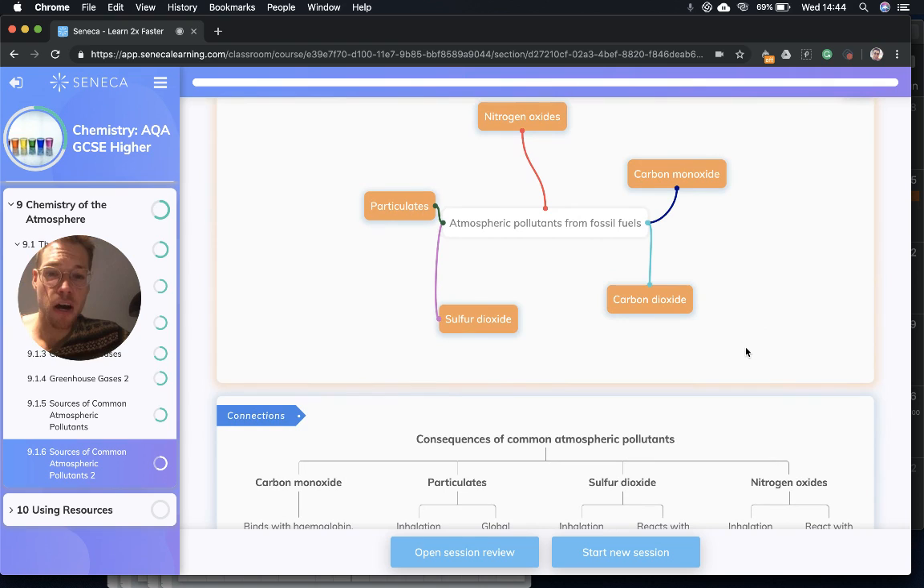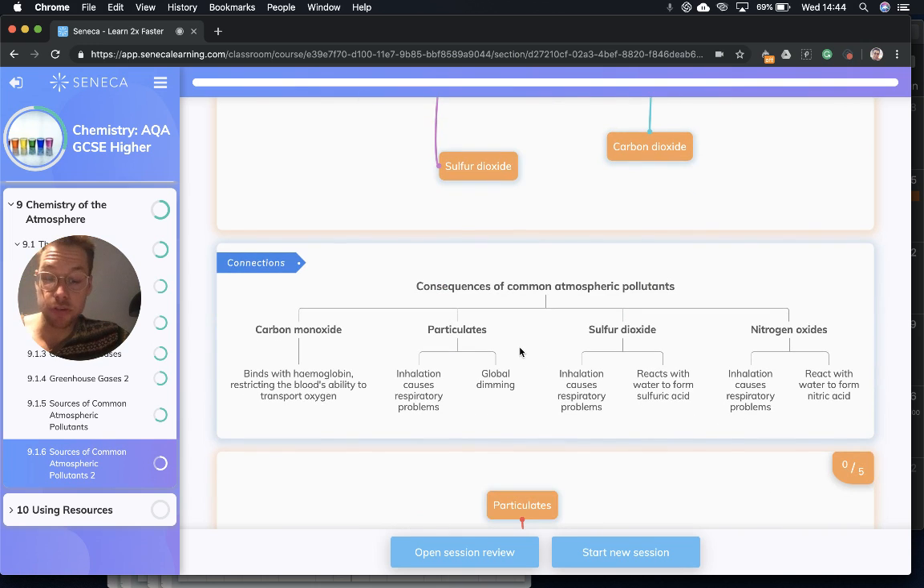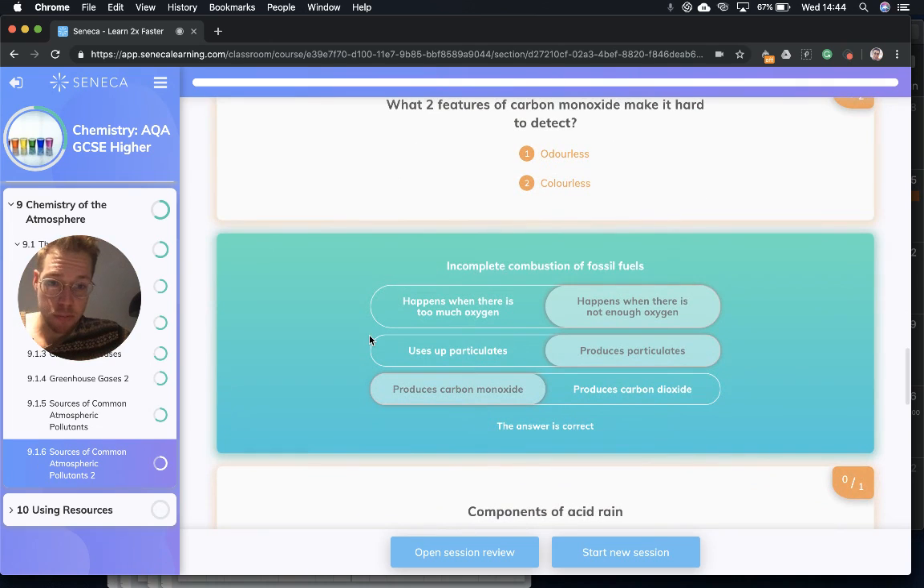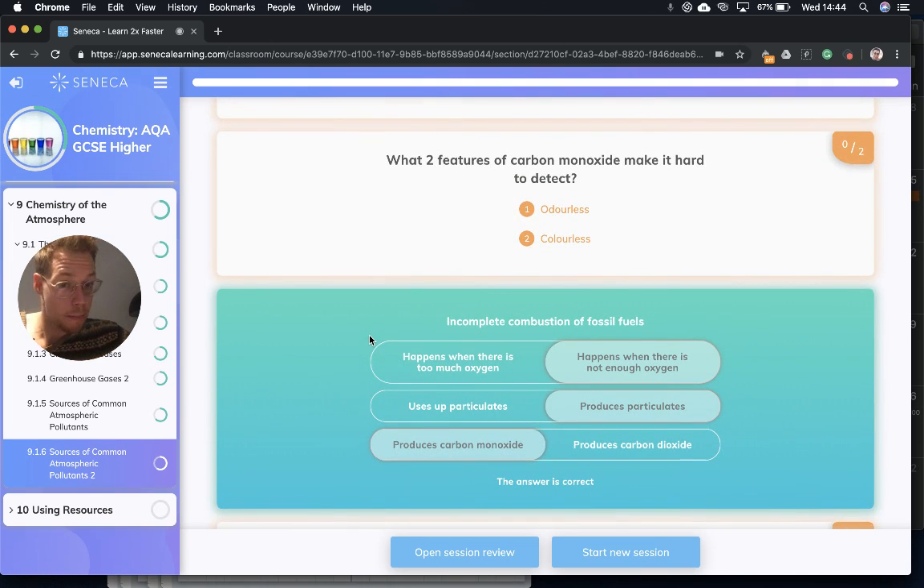So what are those 5 atmospheric pollutants from fossil fuels that you need to remember? It's particulates, nitrogen oxides, carbon monoxide, sulfur dioxide, and don't forget about carbon dioxide. That's covered in the greenhouse gases episode, so make sure you check those out. So those are 5 very important pollutants to remember.